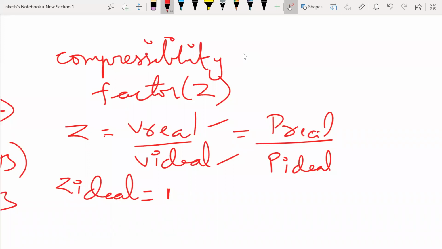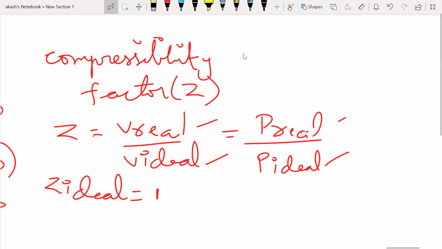Again, the Z value will be equal to 1 if the gas is ideal. Okay, fine. So we'll see how this varies, how the compressibility factor varies. If I put it in the form of a graph, we'll see how real gases behave.